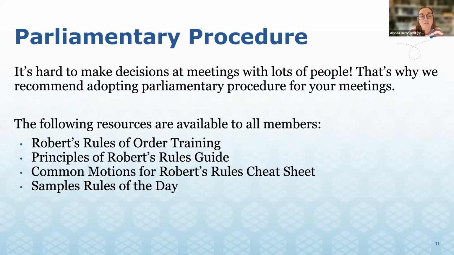So we have a lot of resources around parliamentary procedure. I know it's complicated. We encourage our chapters to modify a form of parliamentary procedure that works best for your chapter. As a national organization, we use Robert's Rules of Order, and we have a training on how to use it. We also have a little guide on the principles of Robert's Rules, a cheat sheet that has the common motions, and sample rules of the day. We have a lot of short guides that can help your chapter adopt some form of parliamentary procedure so that you can make decisions easily at your meetings.